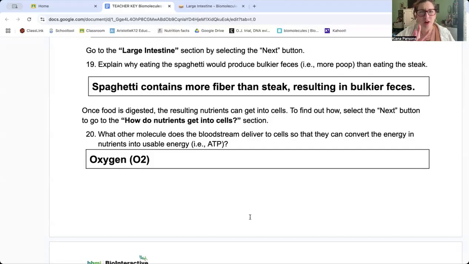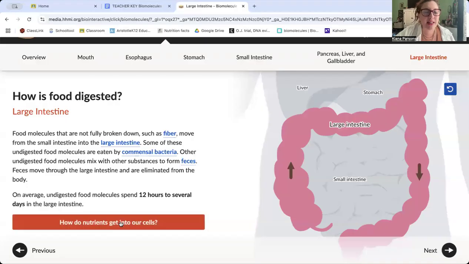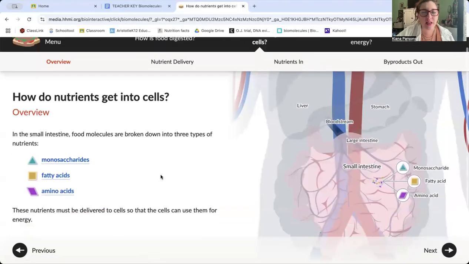So, getting to this part seemed to confuse some people. What other molecule does the bloodstream deliver to cells so that they can convert the energy in nutrients into usable energy, i.e., ATP? Cellular respiration happens in the presence of oxygen. How do we get there? How do nutrients get into our cells?